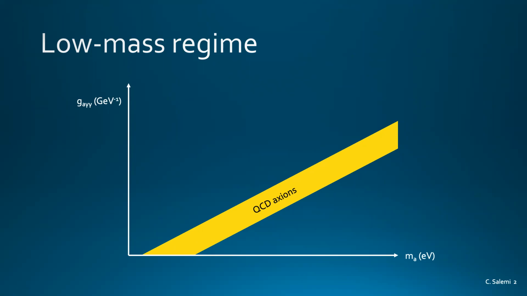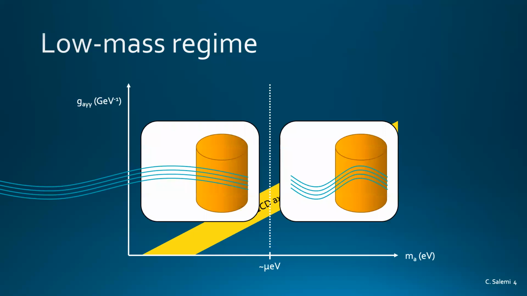What I mean by low mass is lower than about a micro eV. The reason I picked a micro eV is that a micro eV axion has a Compton wavelength that's about a meter in size. And the reason we care about a meter is that that's about the size of a human, which means that a detector of about a meter is something we can build.